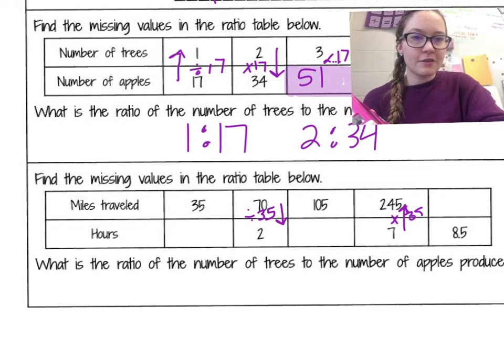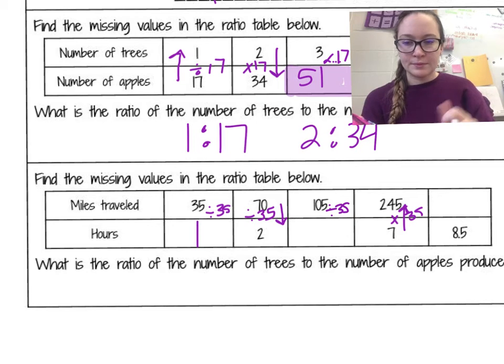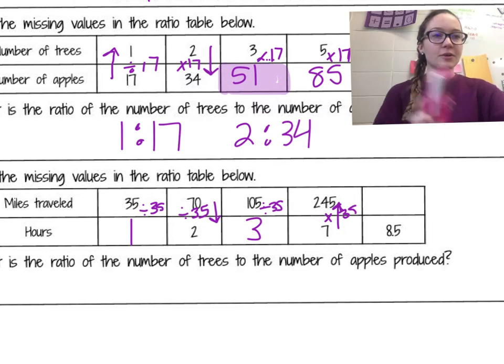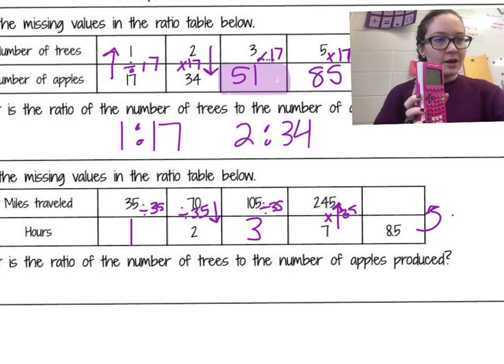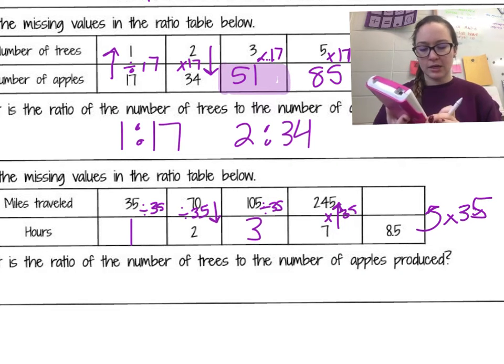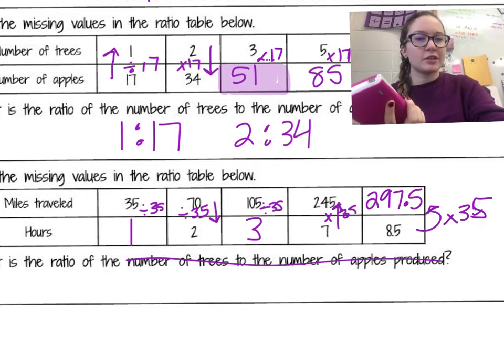So I'm going to take 35 divided by 35, which is 1. Then 105 divided by 35 will give me that box. So divide by 35 is 3. Okay, and then this last box, I have to go the opposite direction. So to go up, I'm going to multiply by 35. 8.5 times 35 is 297.5.